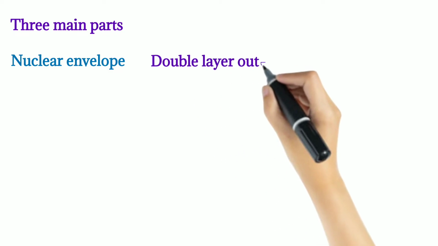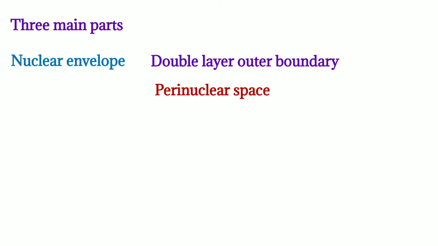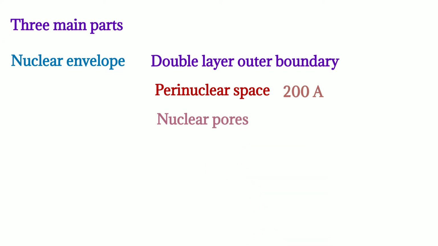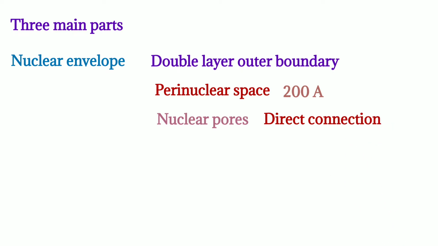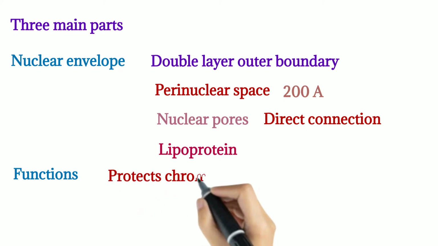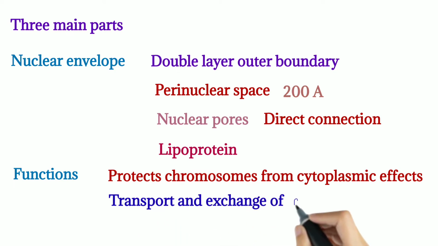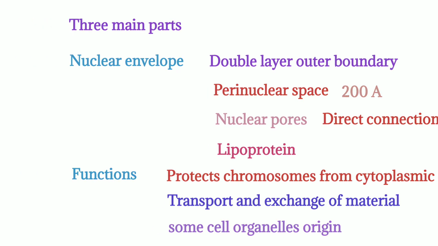Nuclear envelope. It is a double layer outer boundary of the nucleus. It has perinuclear space. This space is between the 2 layers of the nuclear envelope, which is 200 angstroms thick. There are pores in the nuclear envelope called nuclear pores. They help in direct connection between the nucleus and the cytoplasm. It is composed of lipoprotein. Now let's see the functions of the nuclear envelope. It protects the chromosomes in the nucleus from cytoplasmic effects. It helps in transport and exchange of material between the nucleus and the cytoplasm. And some cell organelles like endoplasmic reticulum take their origin from the nuclear envelope.